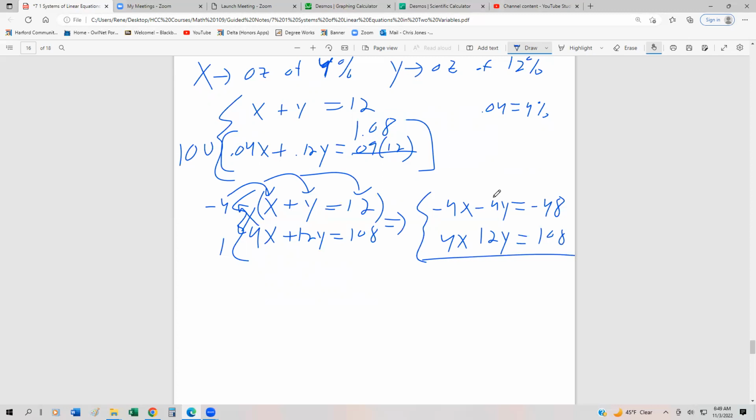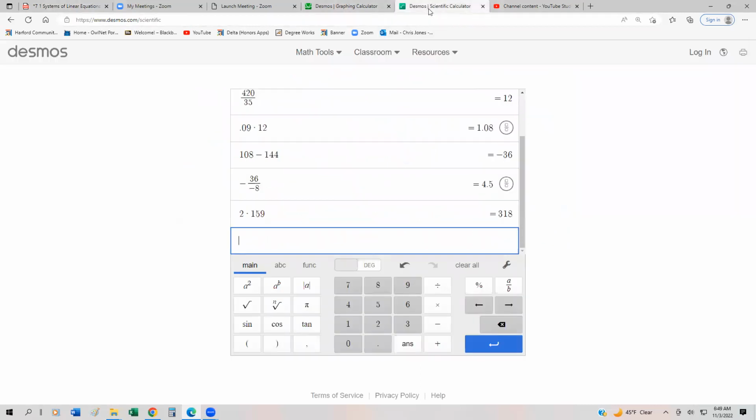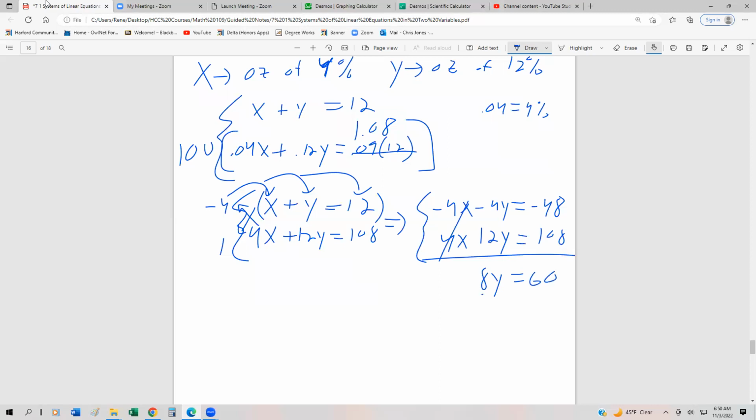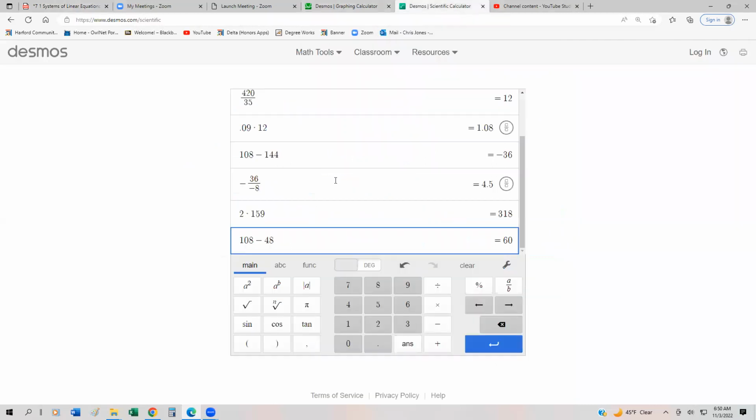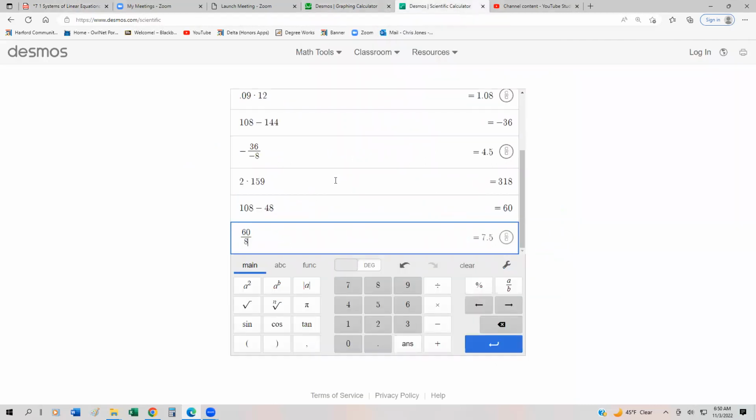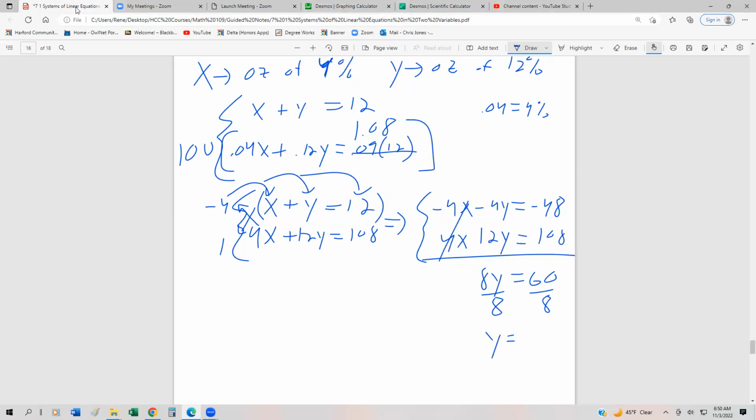Now if we solve, these cancel out. -4 and 12 is 8y. 48 and 108, that should be 60. But just to make sure, we have 108 minus 48, and that's indeed 60. I know this isn't the nicest number in the world, but when we divide 60 by 8, it should be 7.5. So let's just verify that. 60 divided by 8 is 7.5. So y is going to be 7.5.